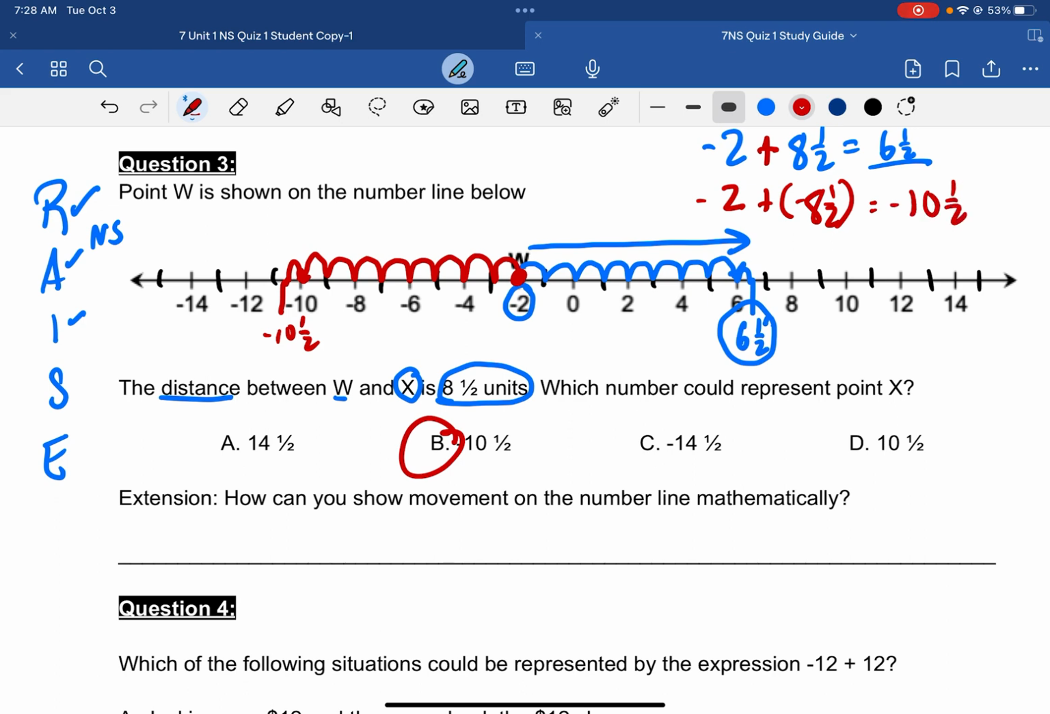All of our work here is a strategy that we showed, and our main distractor, I would have to say, is choice D, and the reason why it's choice D is because a student may have thought that it was +10 1/2 when they got -10 1/2. So let's write that in.